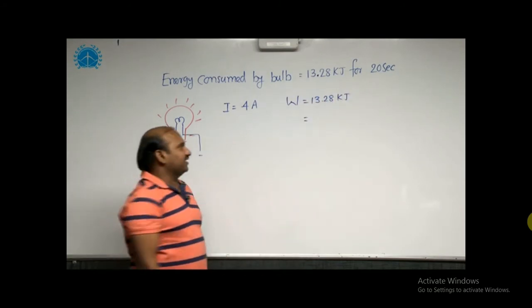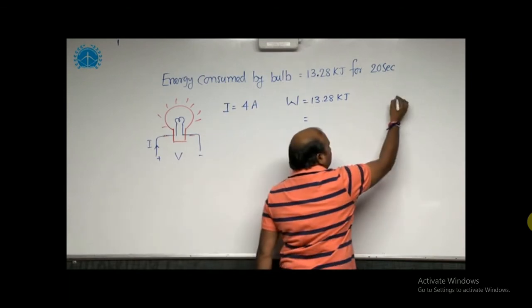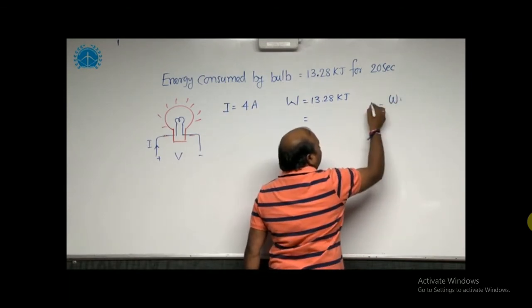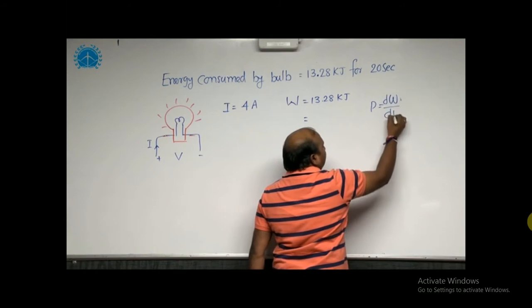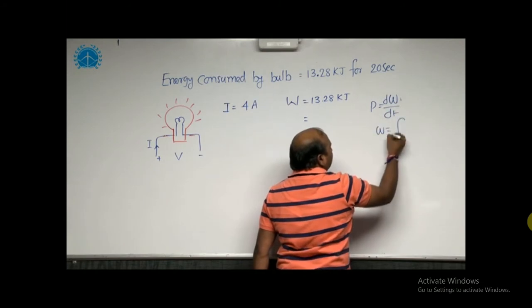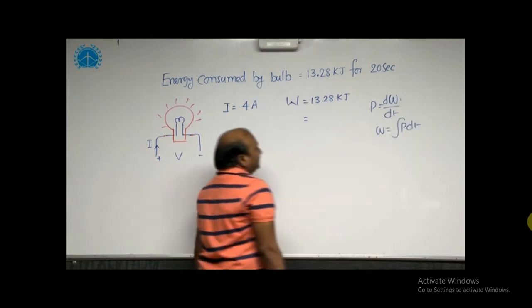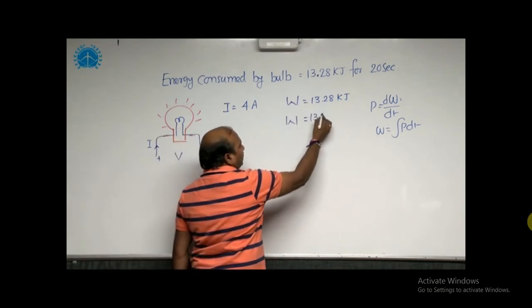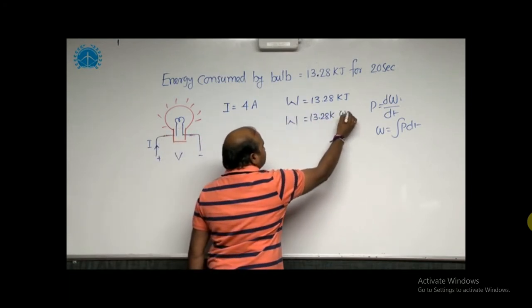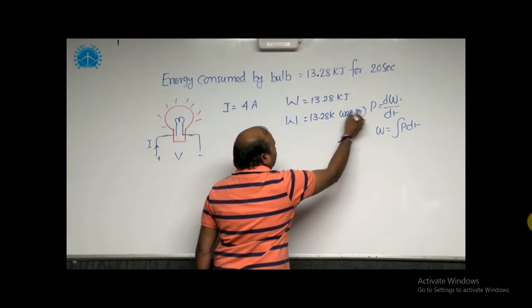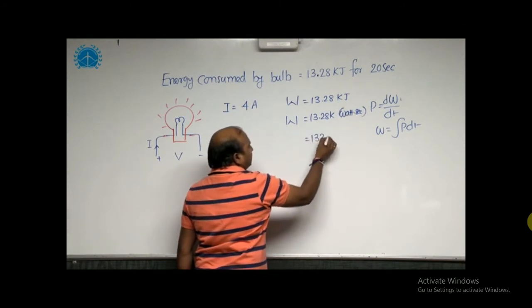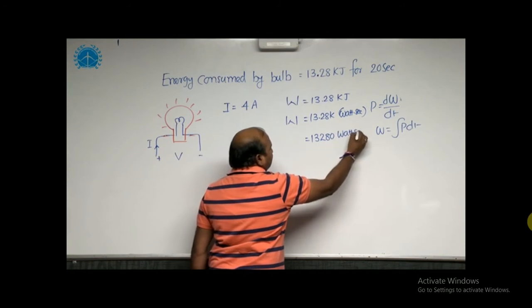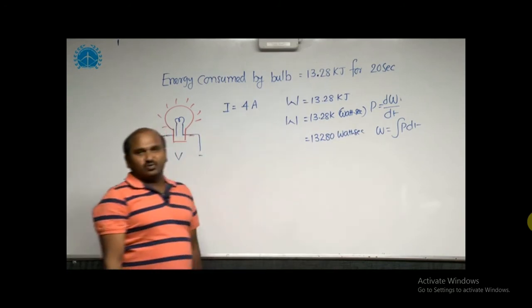Energy we can define as W is equal to what? Power we can define as the rate of energy, dW by dt. Then W is equal to the integration of p dt. Energy we can define in terms of power: 13.28 kilowatt seconds, which is 13,280 watt seconds. From this we need to estimate the voltage.